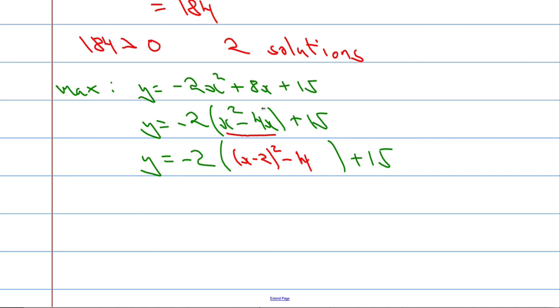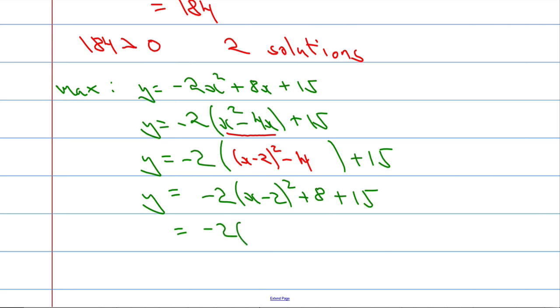Now we're going to introduce this negative 2 back in, so multiply it out. Minus 2 times x minus 2 squared, minus 2 times minus 4 is plus 8, and then we've got the 15, plus 15. Tidying it up: minus 2 times (x minus 2) squared, and then 8 and 15, 23. So that's y, which means we should be able to see the maximum now, hopefully.